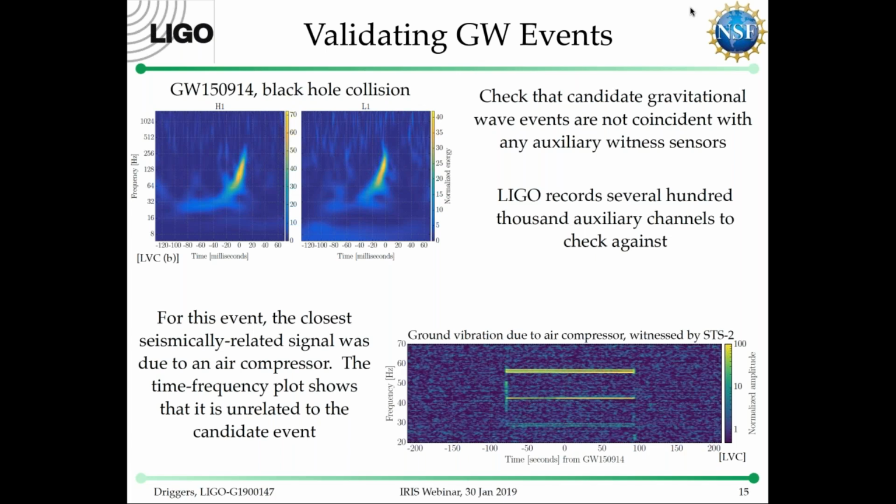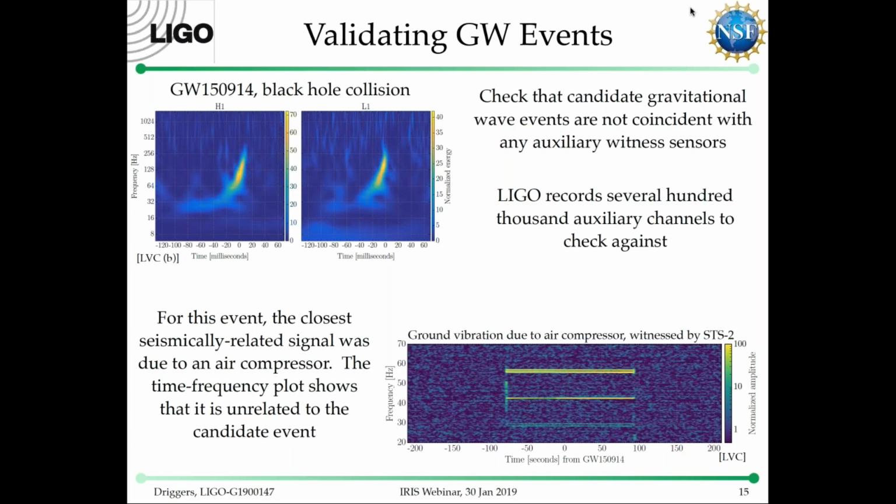So we can say that this seismic signal, which turns out to have been an air compressor that comes on occasionally, is totally unrelated to this gravitational wave candidate event. And so we do not need to exclude the gravitational wave candidate event. Something like this air compressor, we can see that it comes on and off all the time, and we do not see candidate gravitational wave events like this at every single one of those times.